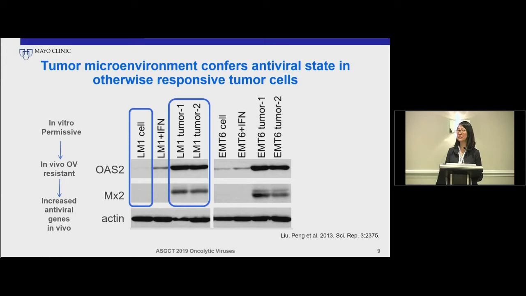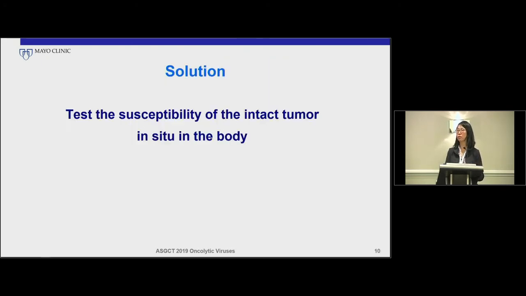So now these cell lines become very protected against virus infection, and who's inducing that antiviral state? That could be a whole multitude of immune cells that could be cross-talking with the tumor cells. So maybe the best solution, instead of in vitro assays, is to test the susceptibility of this intact tumor in situ in the body in its own environment.